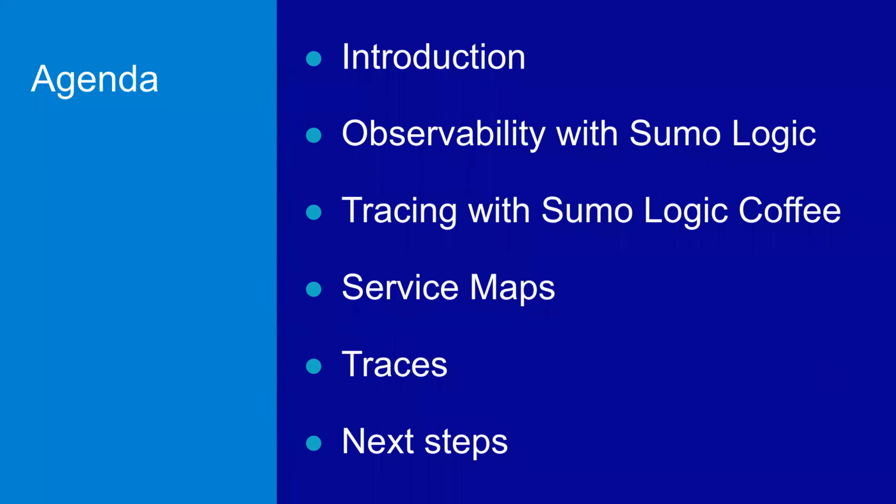Then specifically using, although we might do these steps out of order, tracing. We're going to use a fun example with Sumo Logic Coffee. You may have seen this example before, but either way, it's still a fun example, and you will get some hands-on experience with the keyboard there. So do some work. We'll look at service maps, we'll look at traces, and then we'll talk about next steps. And that will take us to the top of the hour. So have a pretty full agenda for you, but I think you'll find it enjoyable.